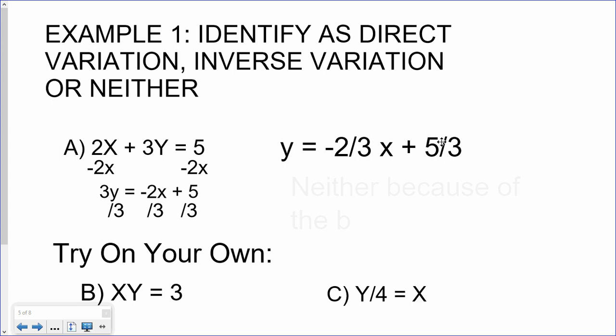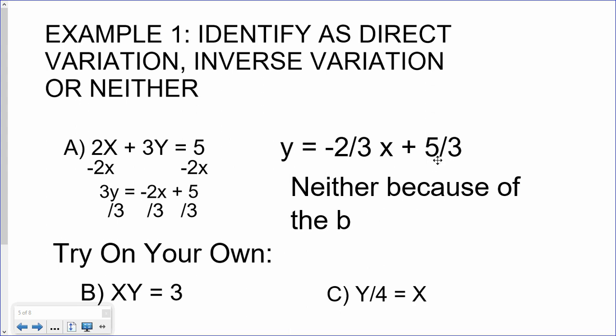Yeah, there we go. If it didn't have the plus 5/3, it would look like a direct variation. It doesn't have x in the denominator of a fraction, so it's not an inverse. It's not a direct because it's got something on the end. So this would be neither because it has a b. It shouldn't have a b in either variation equation.